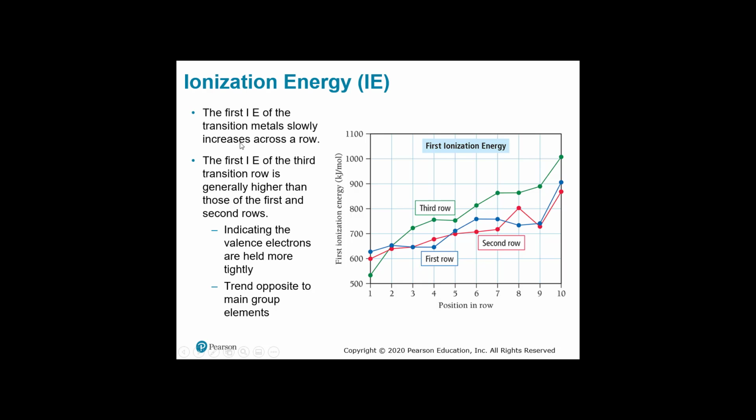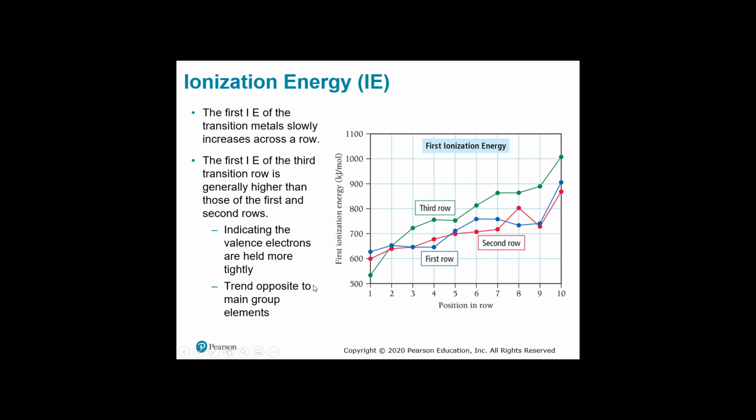The first row of ionization energies of the transition metals slowly increases across the row. Green is the third row, red is the second, and blue is the first. And you can see they all kind of are sort of near each other, and then they start to expand. And then the blue and the red sort of stay together, but the green is a little bit off.